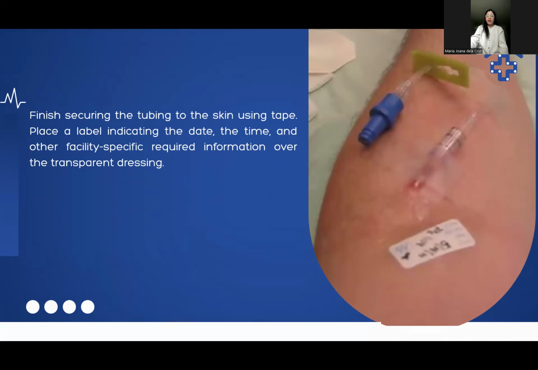Place a label indicating the date, the time, and the other facility-specific required information over the transparent dressing. Every hospital has different policies and procedures regarding this. But generally speaking, you should put the date and time, your initials, and the gauge that you used.